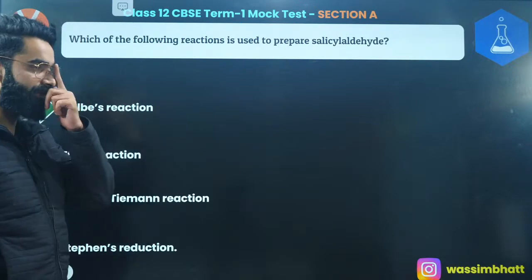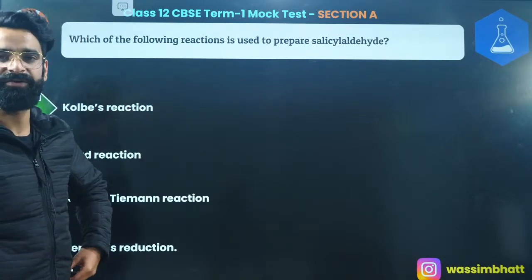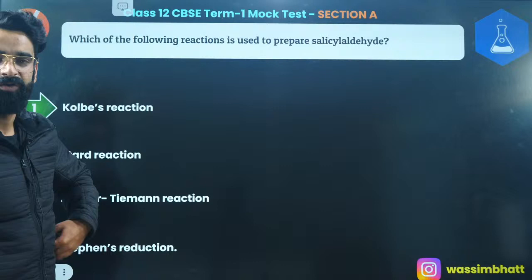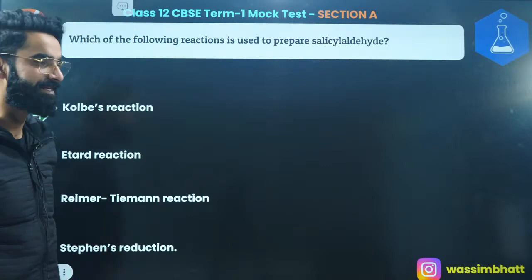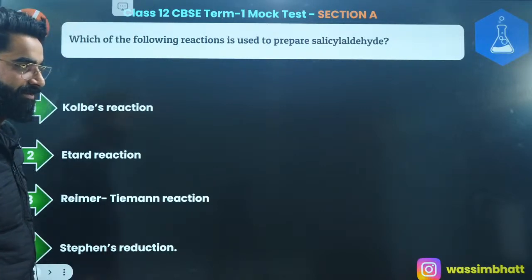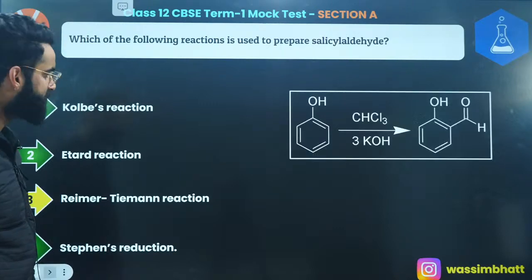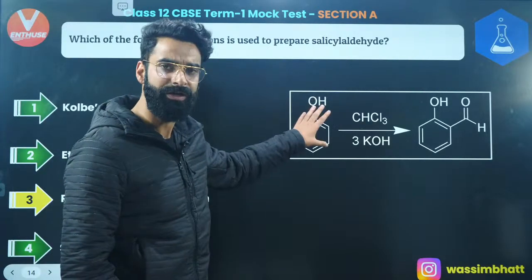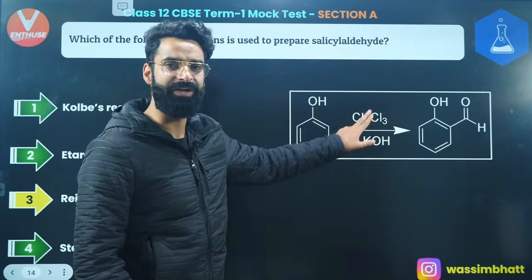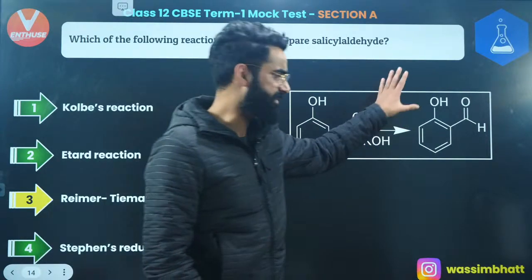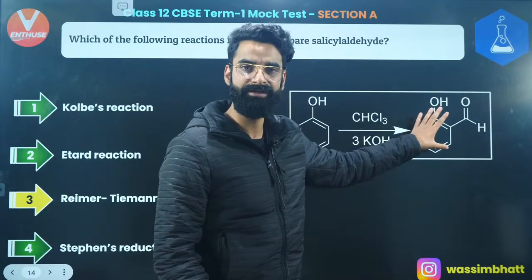Absolutely, it's going to be the Reimer-Tiemann reaction. In the Reimer-Tiemann reaction, what do we get as the product? We get the product as salicylaldehyde, right? Yes. Right, this is the reaction. You start with the phenol in presence of CHCl3 and KOH. What do you get? You get salicylaldehyde as the product, right?